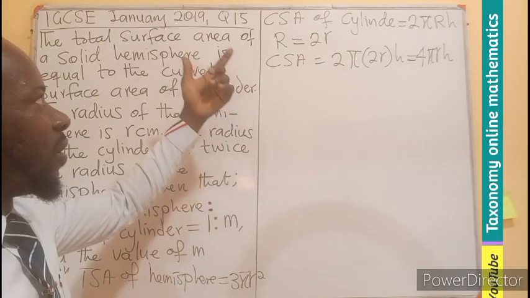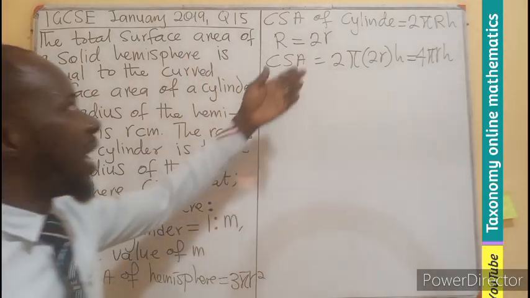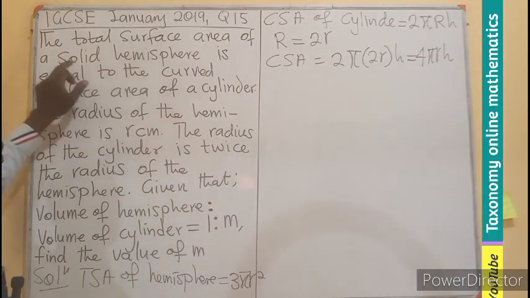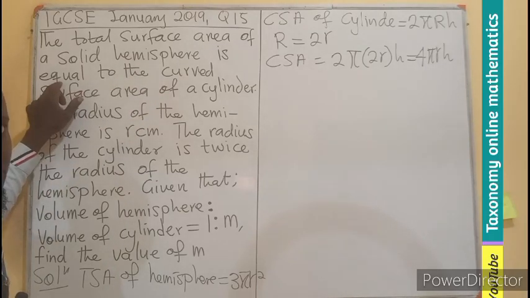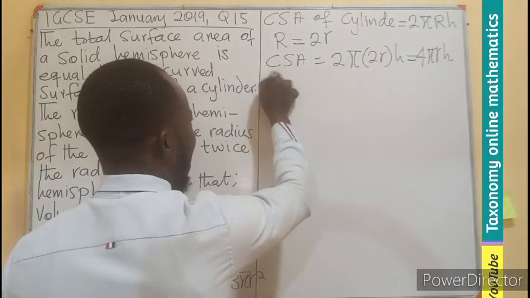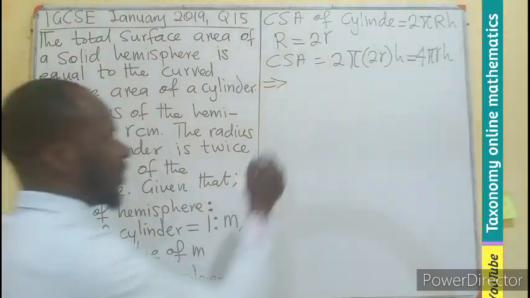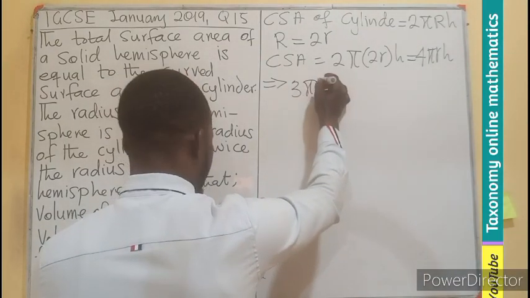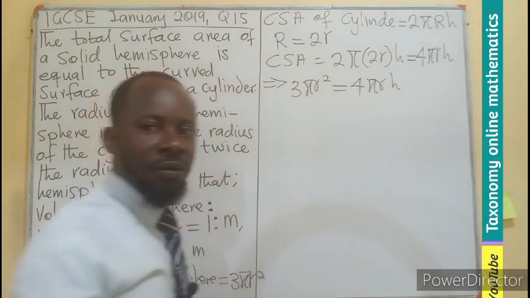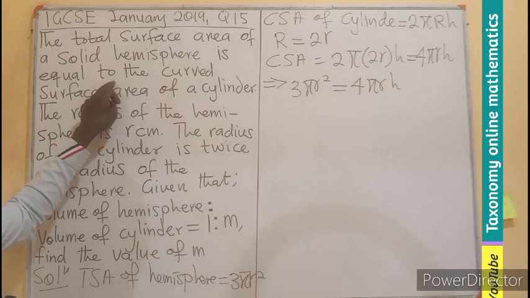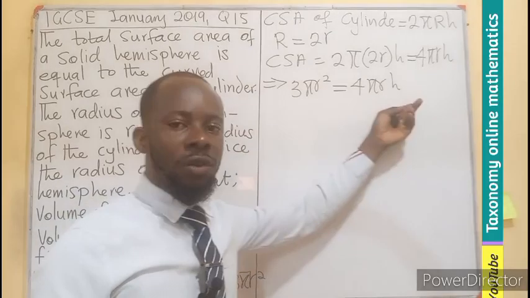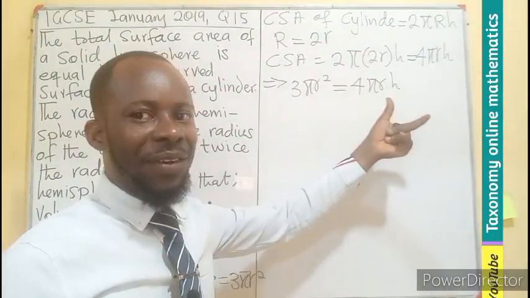Now why are we writing the total surface area and the curved surface area? We are writing this because they are saying that the total surface area of the hemisphere is equal to the curved surface area of the cylinder. That simply means that I can equate the total surface area, which is 3 pi r squared, to 4 pi r h.